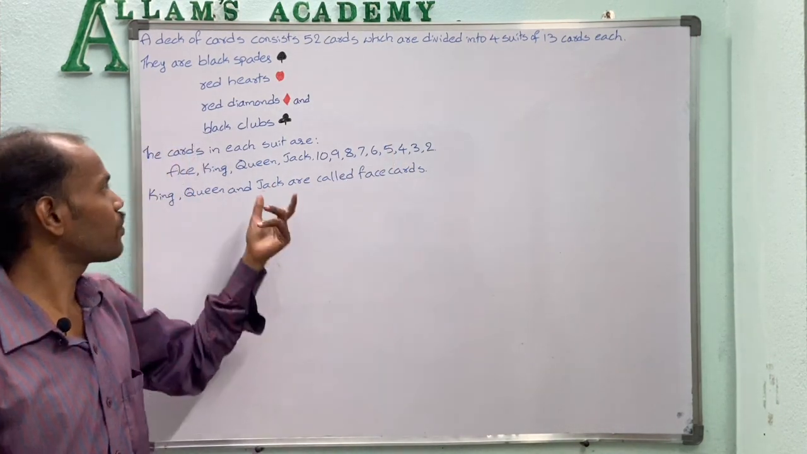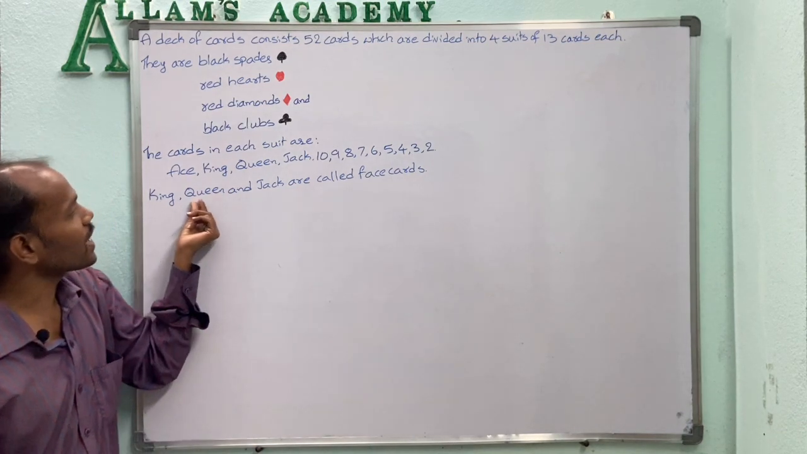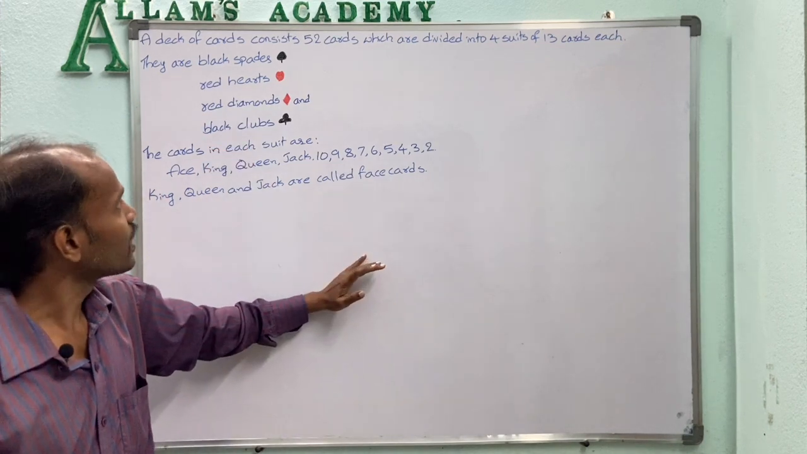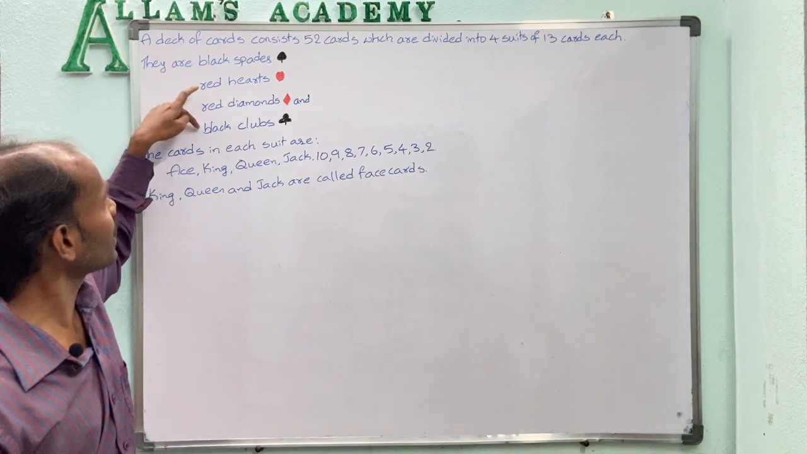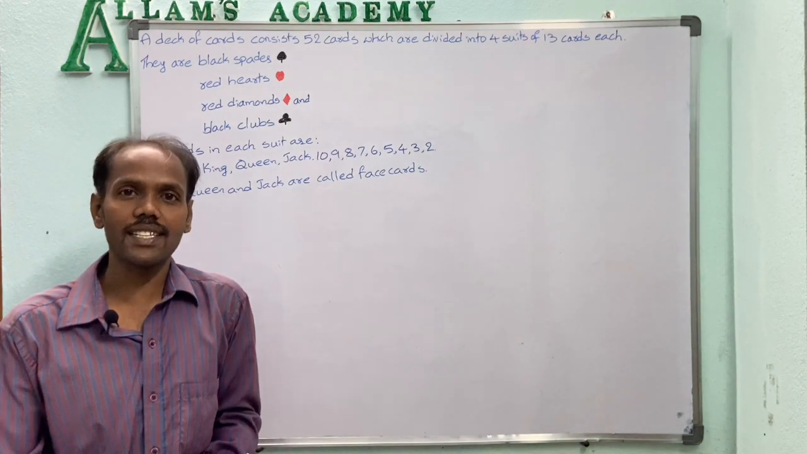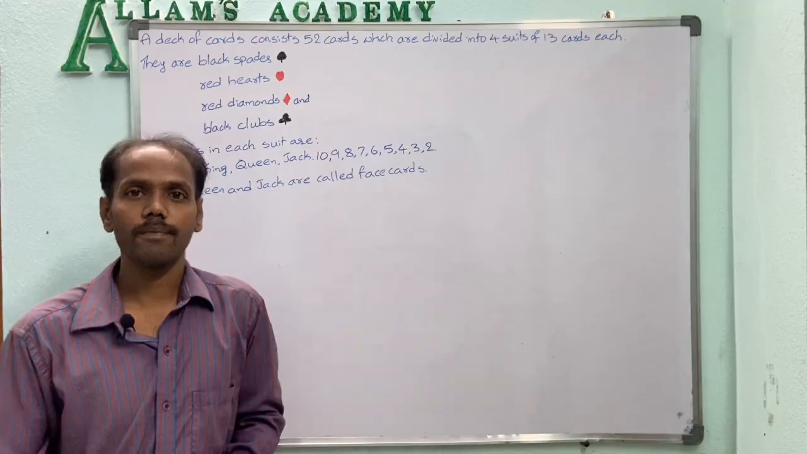So the total number of face cards is 12. Why? Because each one has 4 suits, so 4 3s are 12. The black colored cards are 26, 13 plus 13, and the red colored cards are 26. Why? Because red hearts and red diamonds.